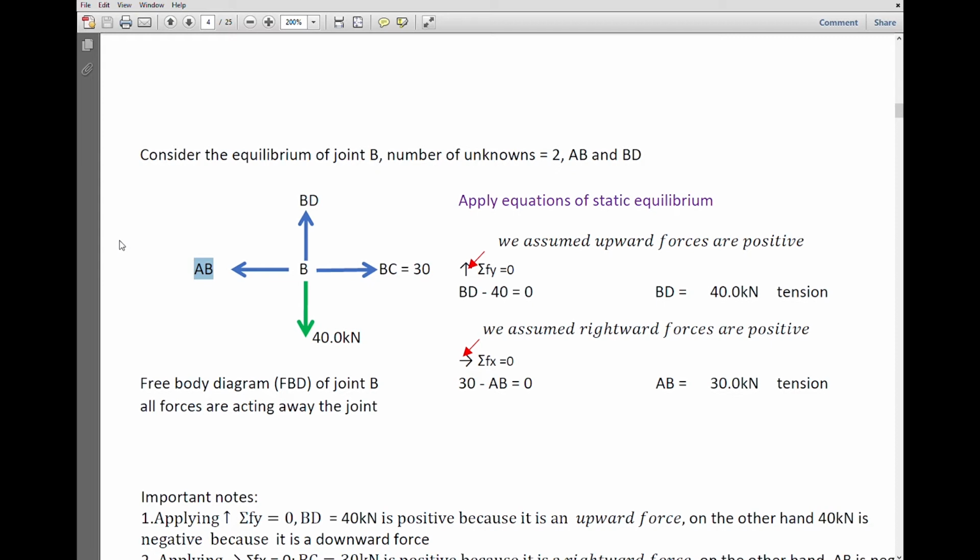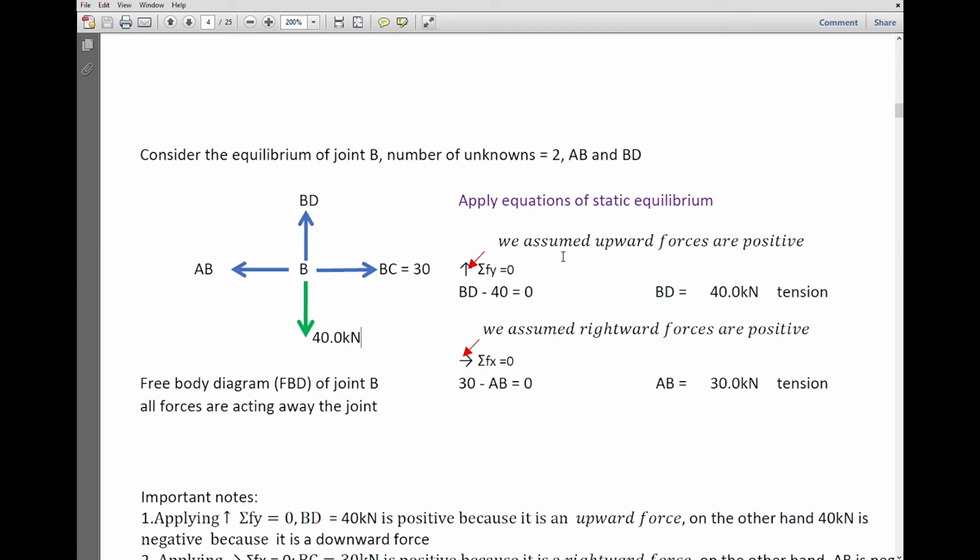Kapag nag-solve tayo ng problem, guys, kailangan balansehin na natin ito. To the right na nga ito. Tapos gagawin din natin to the right yun. Di ibig sabihin, wala nang babalance dun sa force. Kaya, ito dapat i-assume na natin to the left. Okay, so itong BD naman na ito, upward siya since yung 40 kN is downward dito.